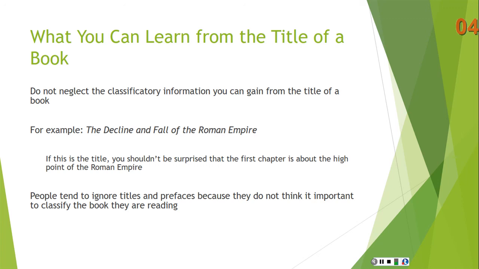Or you might have a book called The United States, A History. Now, surely this could be fictional, but it looks like it's giving you a non-fictional account of the history of the United States. So you already know it's expository, and you already know it's a history book. So people, so says Adler, tend to ignore titles and prefaces because they don't think it's important to classify the book they are reading, but in actuality it is. And with the preface, you get much more information about the sort of book you're dealing with.